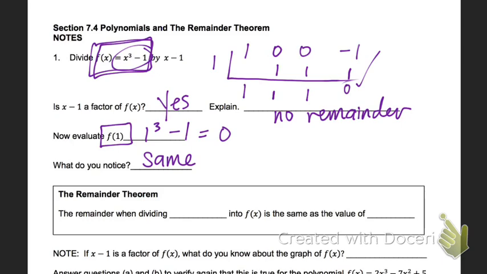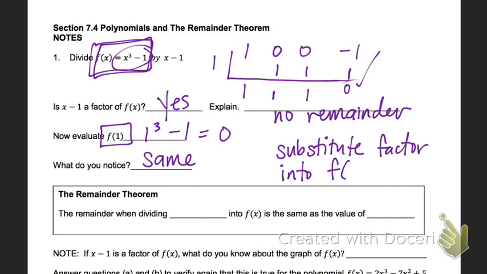Oh, okay. So whenever you substitute your factor in for x, you're going to end up with the same answer. When you substitute the factor into f of x, it's the same answer. So if the remainder were to be like 2, then you would get 2. Okay. So it's not just for 0.